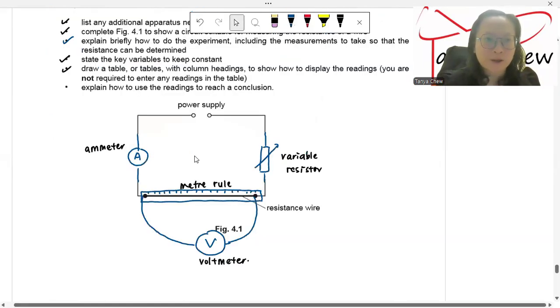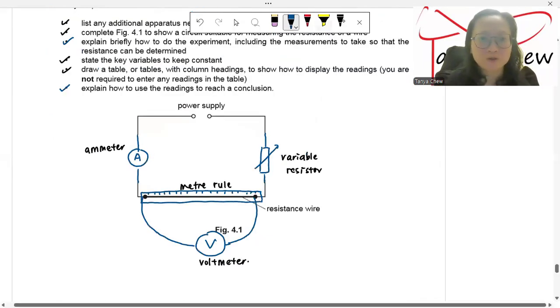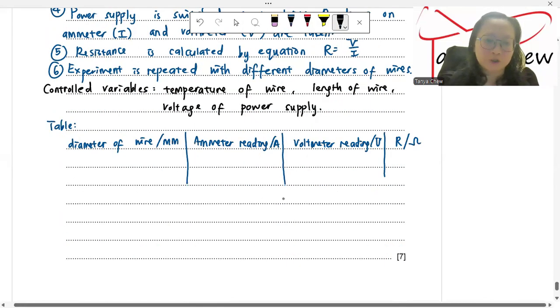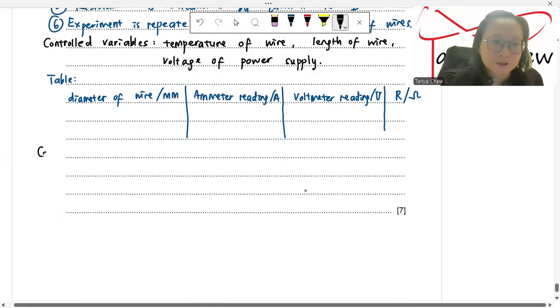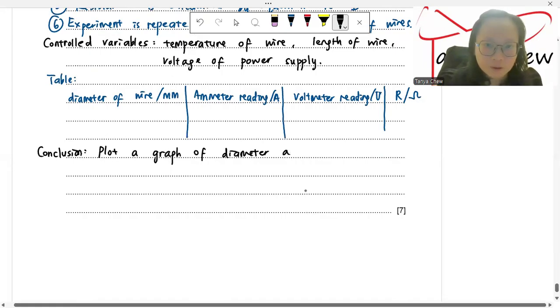And the last part, explain how to use the readings to reach a conclusion. To use the readings to reach a conclusion, I will say that conclusion, plot a graph of diameter against resistance to see the relationship.